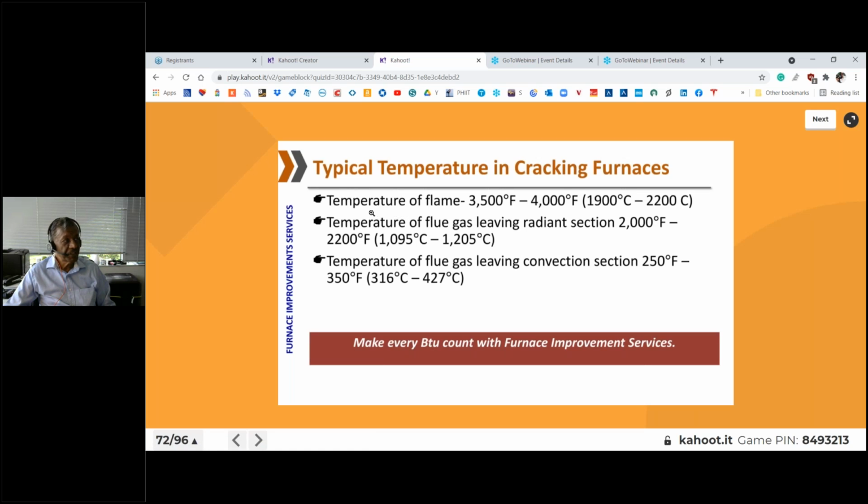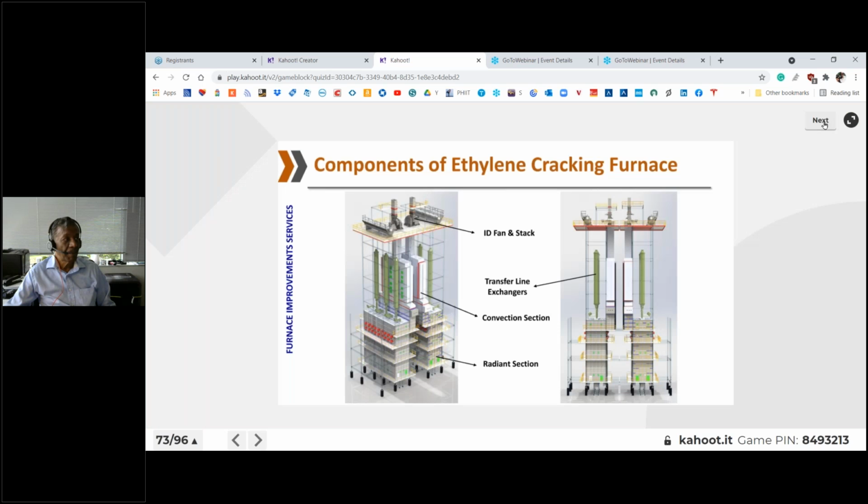We already covered typical temperatures in cracking furnaces, so I won't go over it here. Also, we covered this: the radiant section, convection section, transfer line exchangers, and ID fan and stack on the top. This is a 3D model of a cracking furnace.